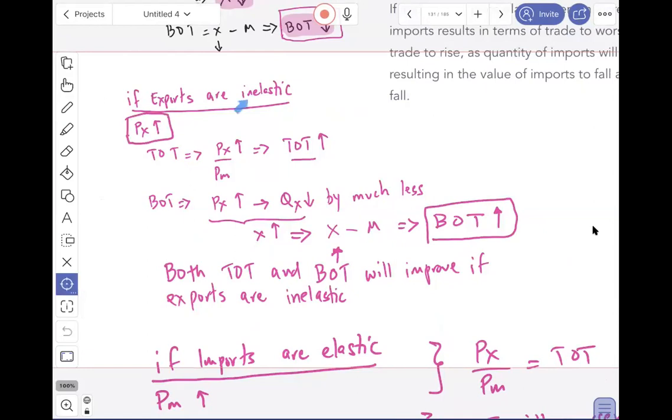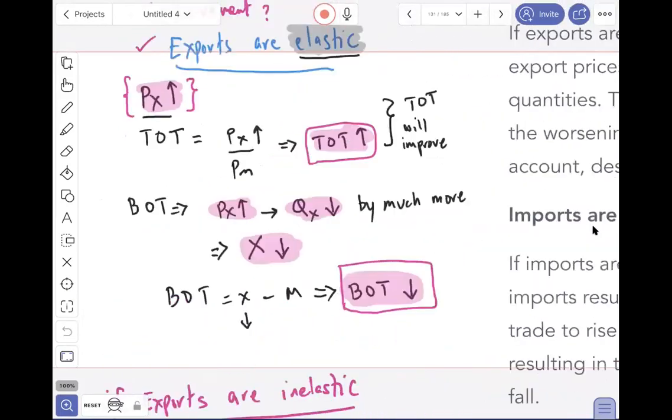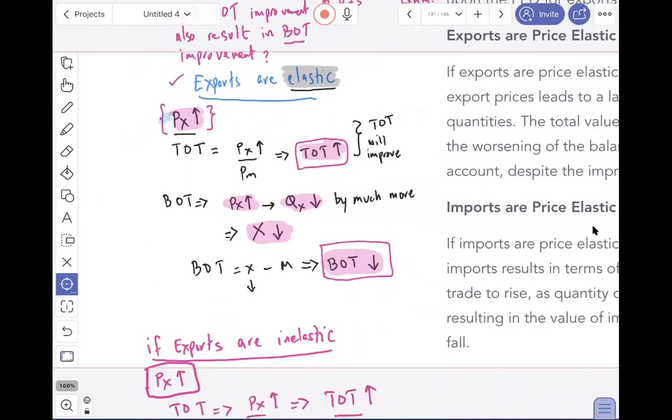But when your exports are elastic and exports become expensive, right? If exports become expensive, what happens to your terms of trade? We say terms of trade is simply PX over PM, so terms of trade improve. But because exports are elastic, quantity of exports will fall by much more, because when the price goes up, quantity will fall, but by much more, making export expenditure or export revenue fall. And that would mean even your balance of trade, x minus m, the x is going down, and therefore balance of trade will actually worsen.